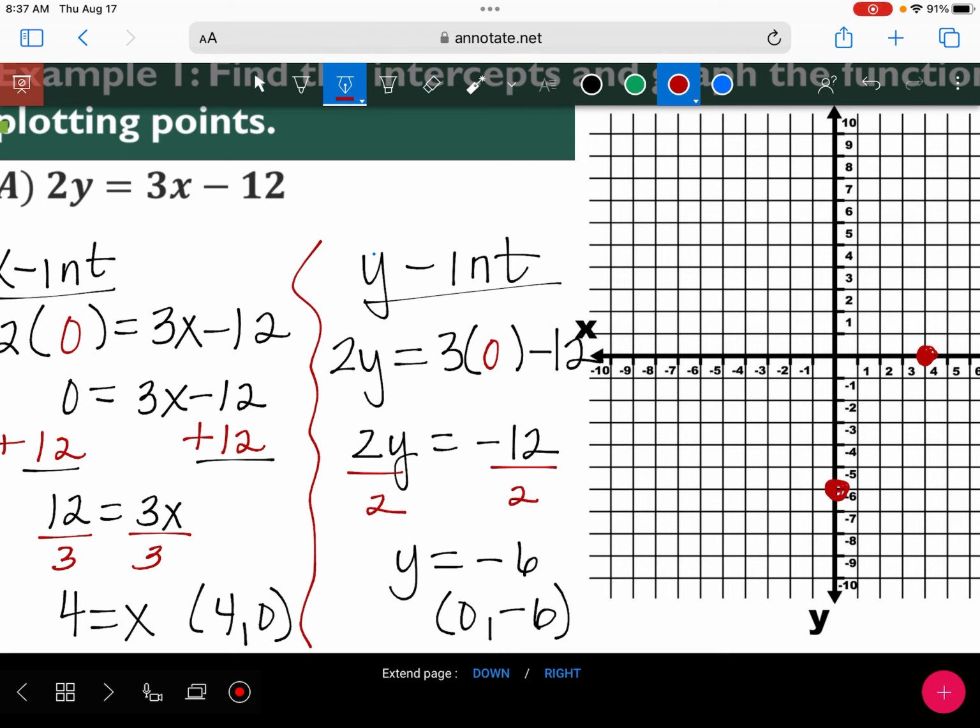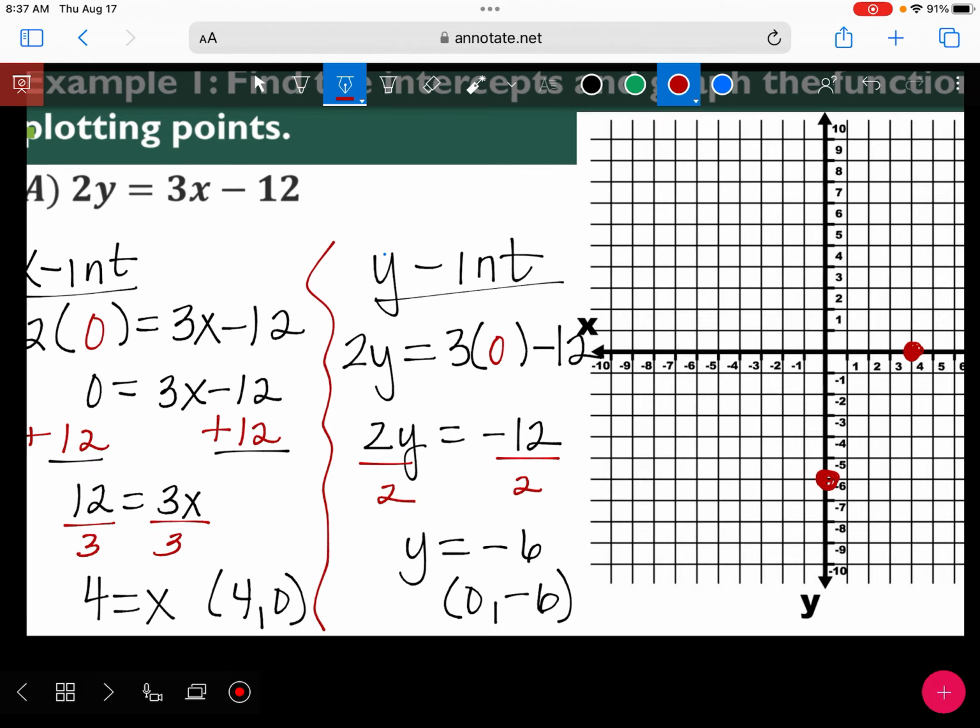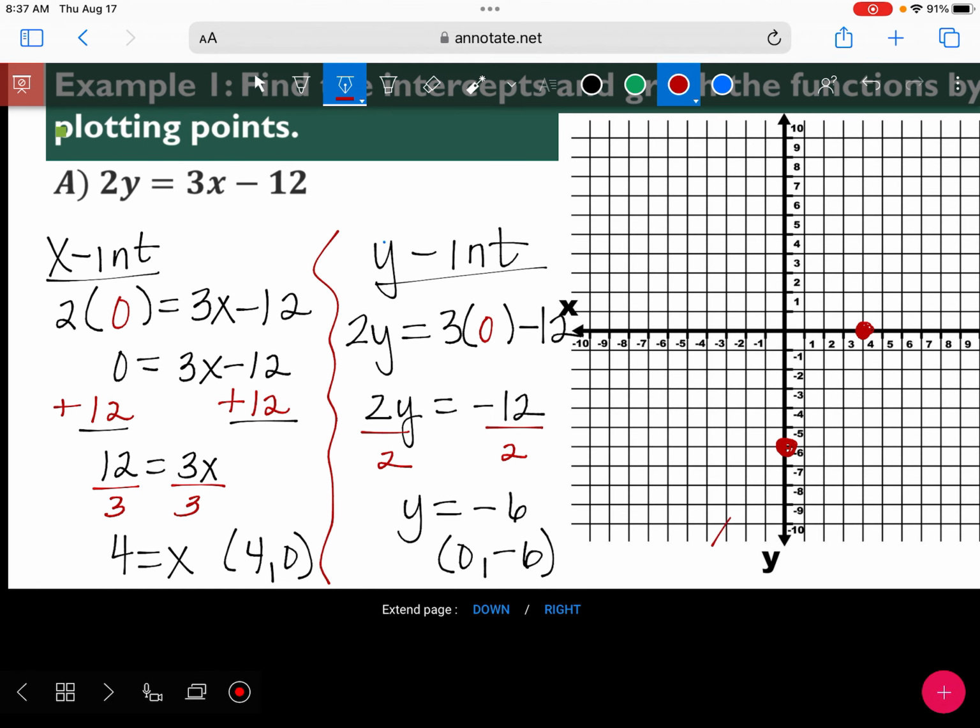So after you find your intercepts, you want to plot those on the axes. And then you draw your graph. Just connect it through with a straight line. I know my line isn't perfectly straight, but it's the best I can do on the iPad. And that's it. Homework 5, you have to graph by finding intercepts.